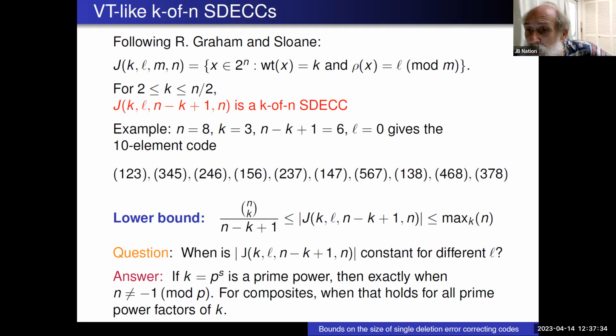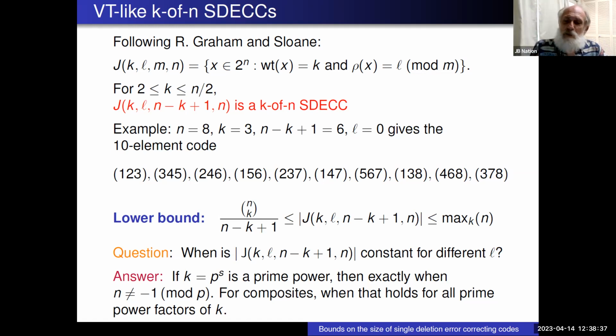One thing you might ask is, when is this independent of L? For example, for the previous problem, we solved for 7 and 15, and more generally 2 to the n minus 1, the size of the VT codes was constant. Otherwise, it was different. Okay, 316 versus 315 for 12. And it turns out that's not hard. So if you have a prime power, it's exactly when n is not 1 mod p. So for example, for 9, if k equals 9, p would be 3, and you need n equal to 0 or 1 mod 3, then those would have the same size. And if it's not 0 or 1, in other words, if it's 2 mod 3, they have different sizes.